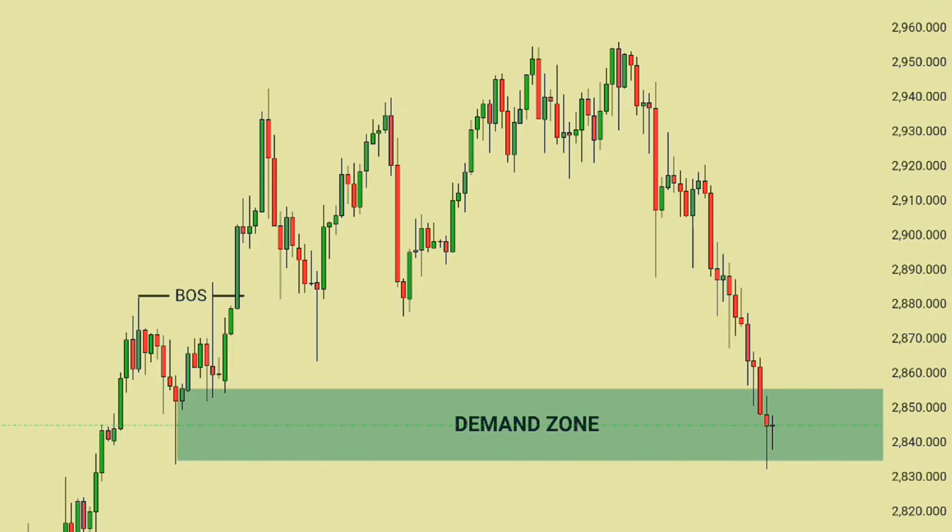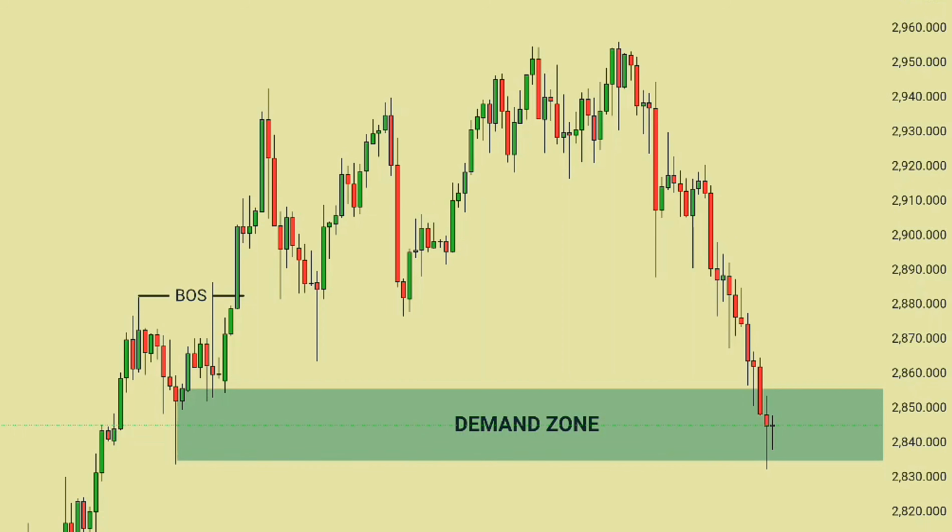When price returns to this level, we are not guessing. We are reacting to institutional footprints that are already visible on the chart. However, not every return to demand is valid. We want to see price approach the zone with controlled movement, not panic selling. A clean retracement increases the probability that buyers will defend the level again.